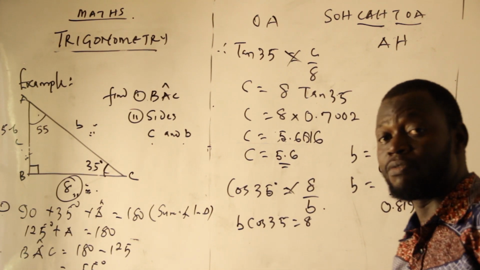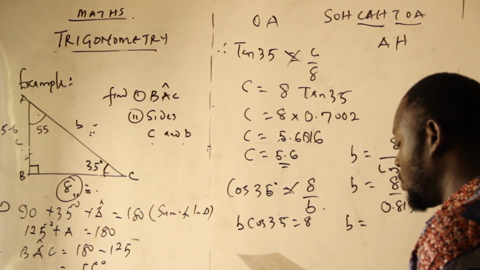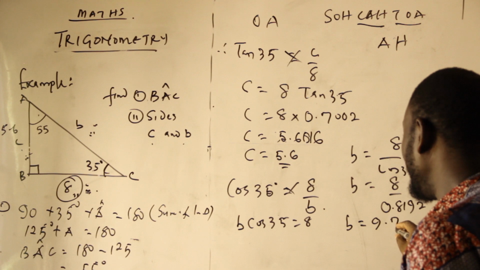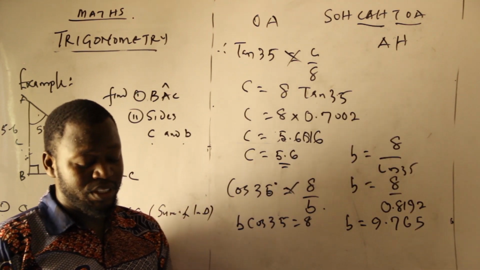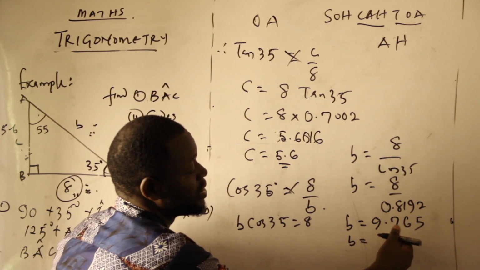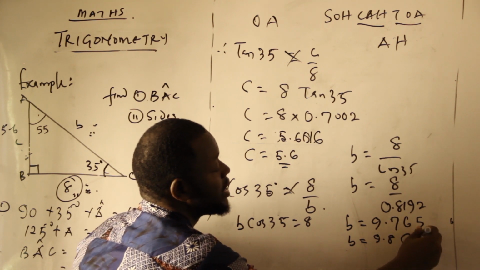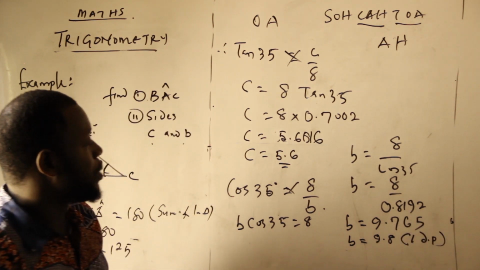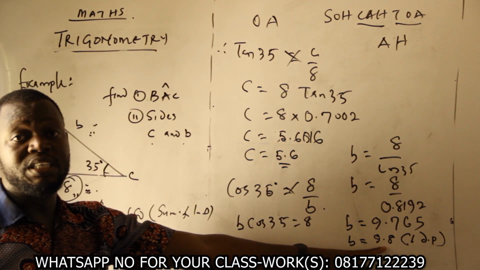So my B is equal to 8 over cos 35. According to calculator, cos 35 is 0.8192. Please, you can check your four figure table or you check your calculator to confirm. So this B will end up giving you 9.765. So we can approximate to 1 decimal place. We have 9.8 now. That is to 1 decimal place.